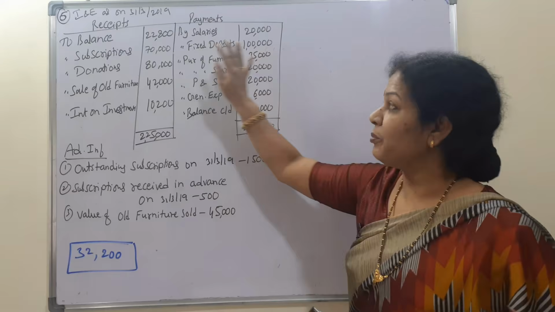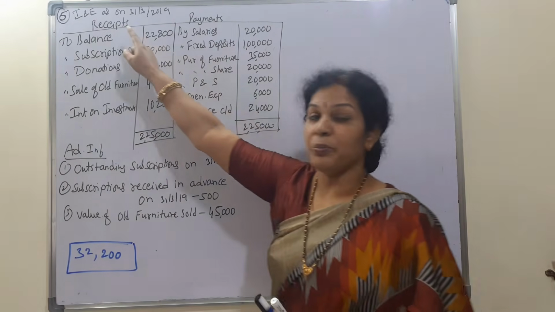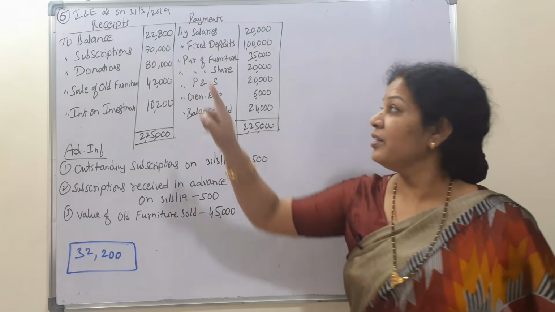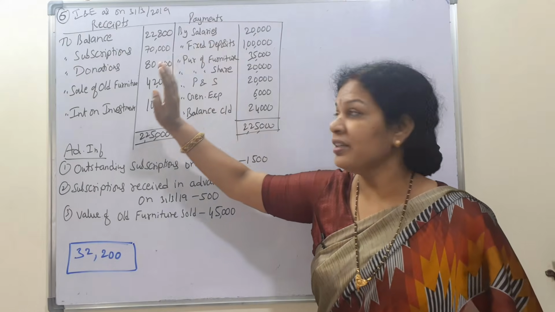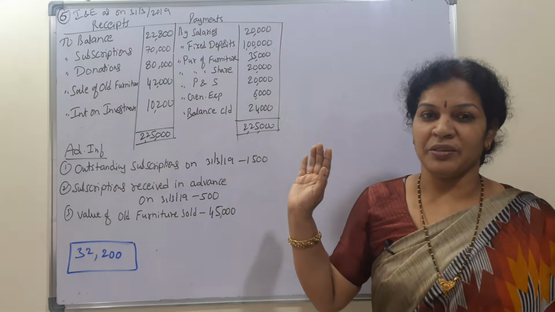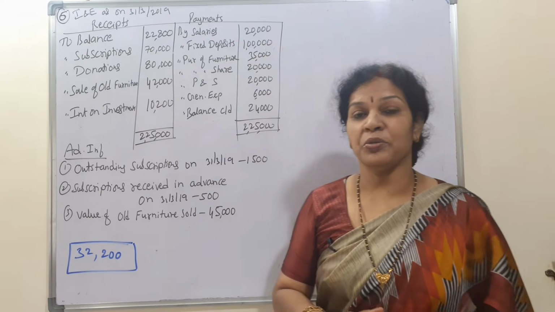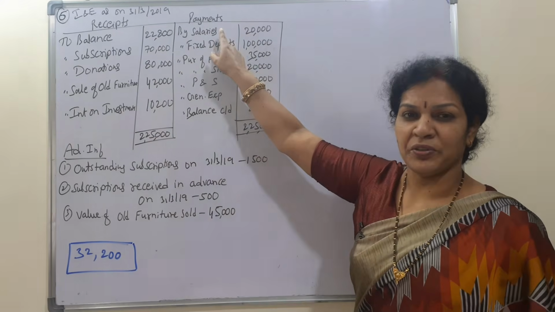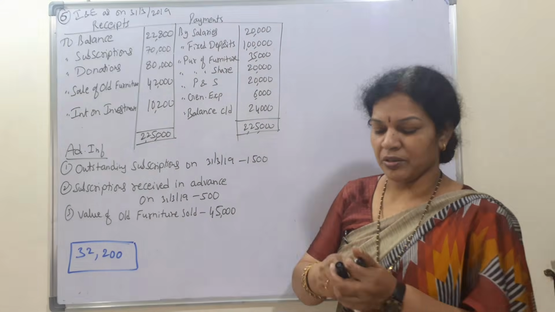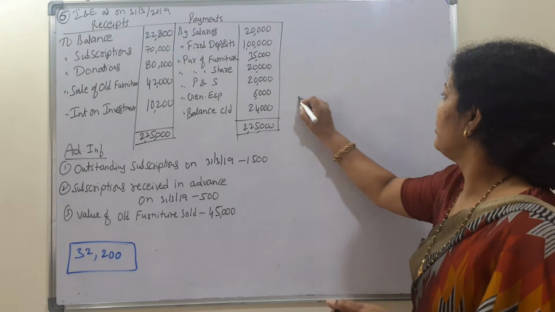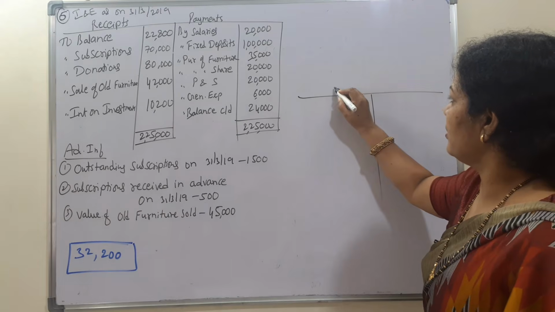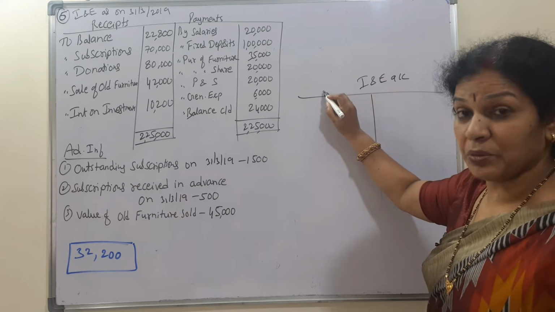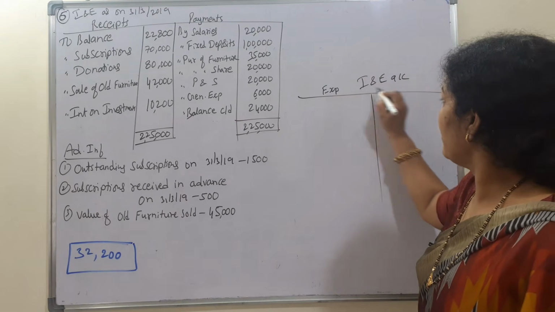The given information is receipts and payments. We have to prepare the income and expenditure account as on 31st March 2019. Receipts and payments are given, so we are going to show this in the income and expenditure account. We'll see each and every item. Payment side first, salaries. I am roughly showing the income and expenditure account. Here you will write expenses and income.